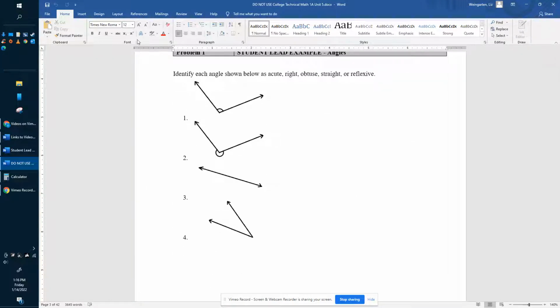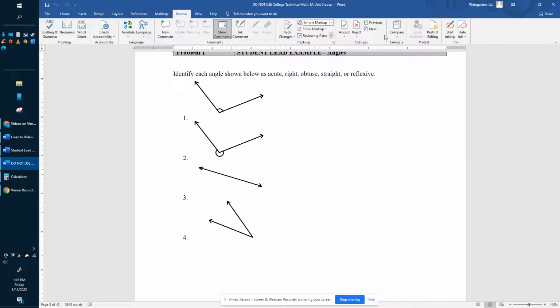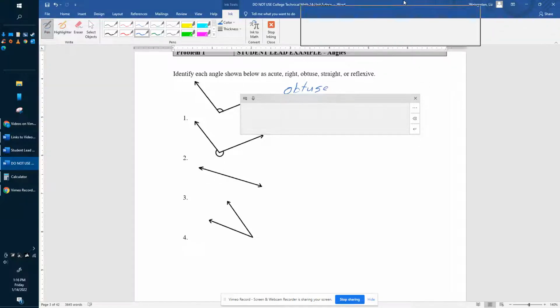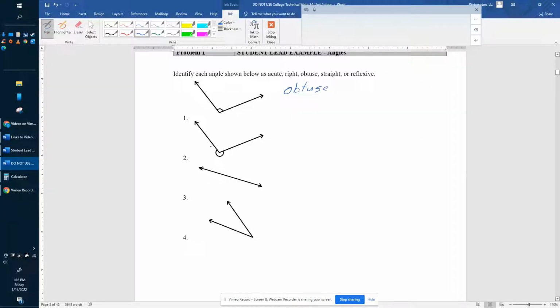Now let's identify each angle as the type of angle it is. So this first one, it's larger than 90 degrees, but it's smaller than 180 degrees, so it is obtuse. This angle looks like it's about the same angle, but they're actually talking about this outer larger angle, so this is a reflexive angle.